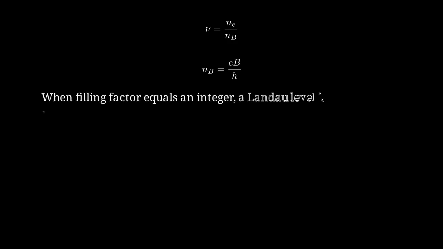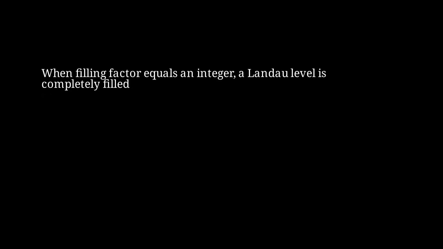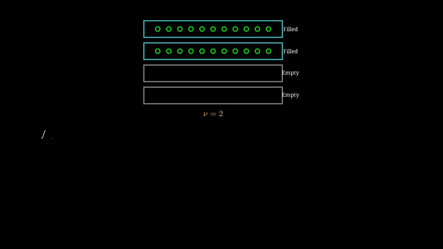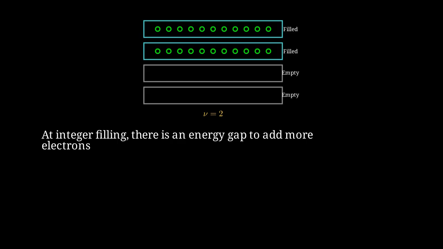When the filling factor equals an integer, exactly that many Landau levels are completely filled with electrons. Here we see a filling factor of 2, with the two lowest Landau levels completely filled and higher levels empty. At integer filling factors, there is a finite energy gap that must be overcome to add more electrons, which is the key to understanding the plateaus.